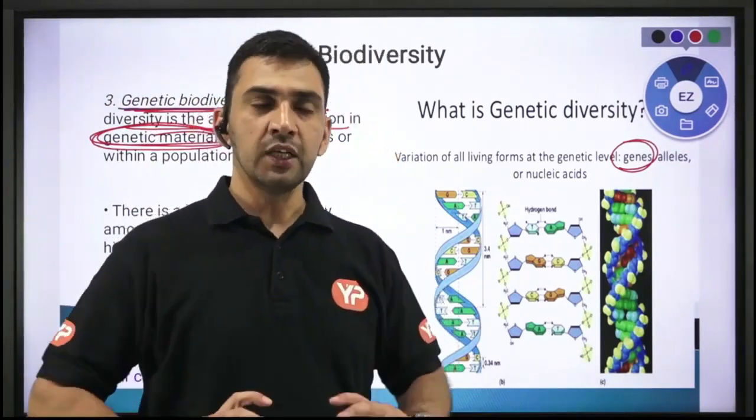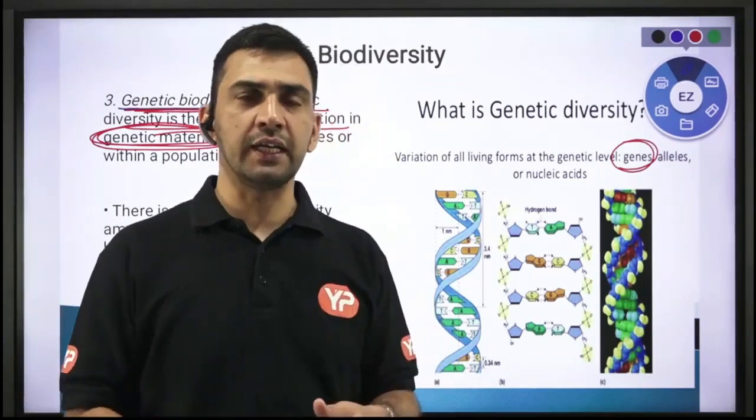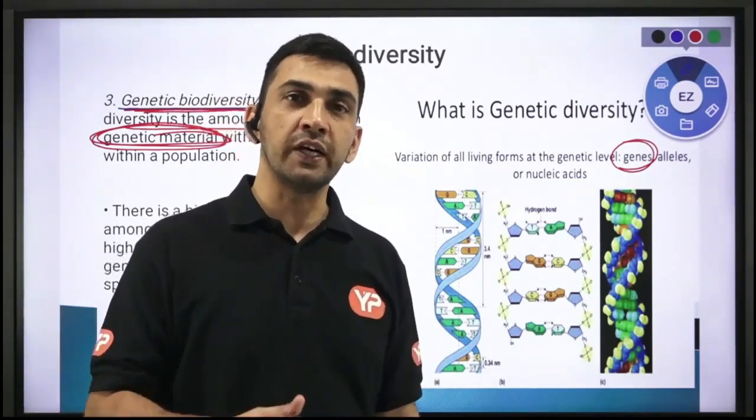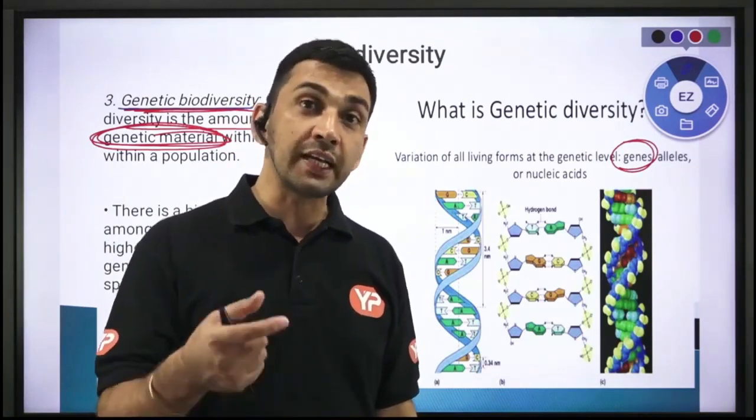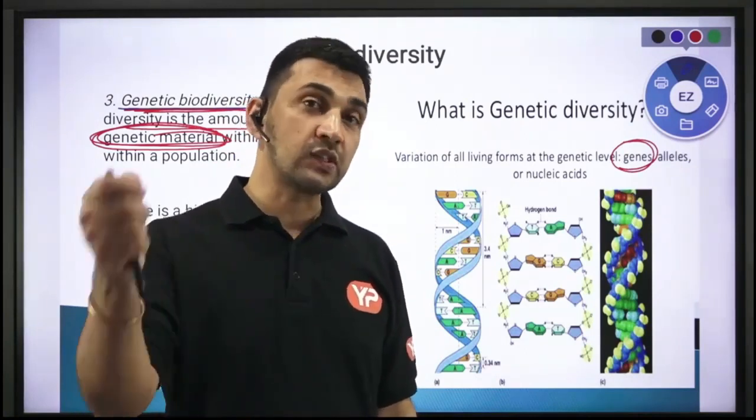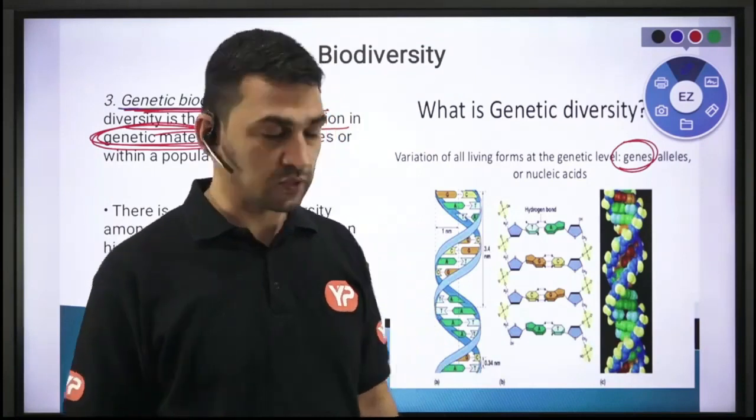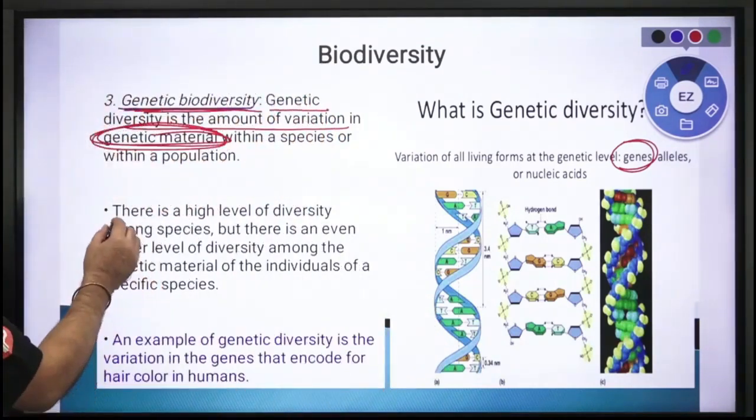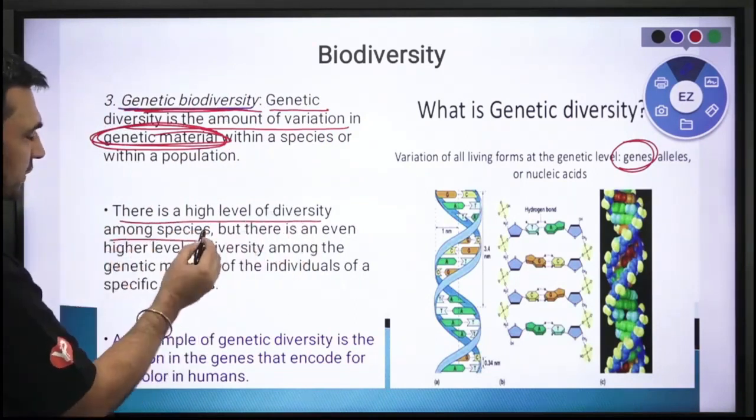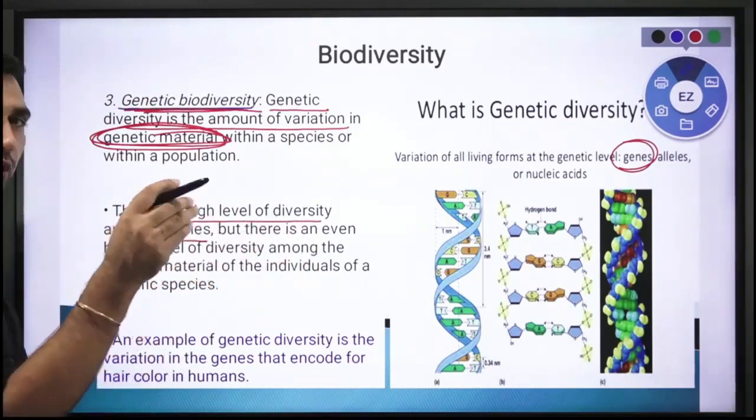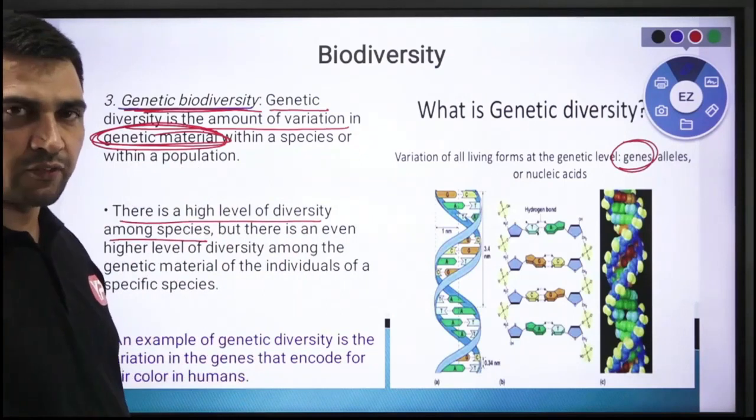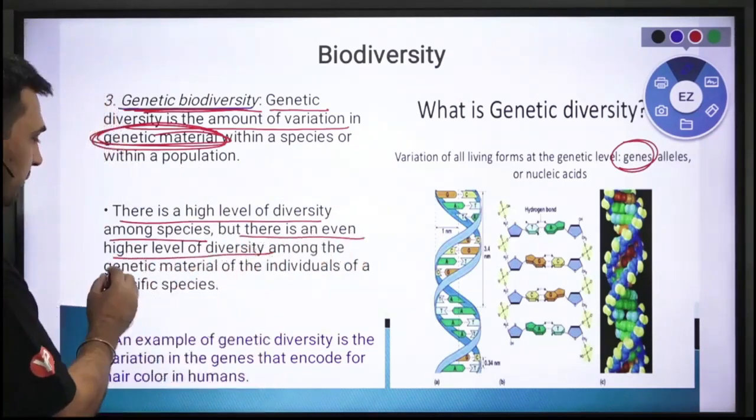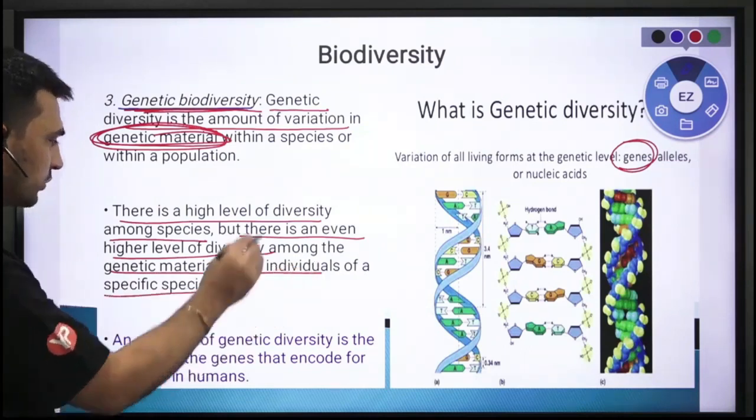तो इसका मतलब है जो variety आ रही है, the variety that is coming in a particular species is because of the different types of genetic material or genes that exist within that particular species. तो उसको नाम दे दिया हमने genetic diversity. There is a high level of diversity among the species. मतलब ये different types of species में तो हमें you already have different kinds of diversity, but there is even a higher level of diversity among the genetic materials of the individuals of a specific species.